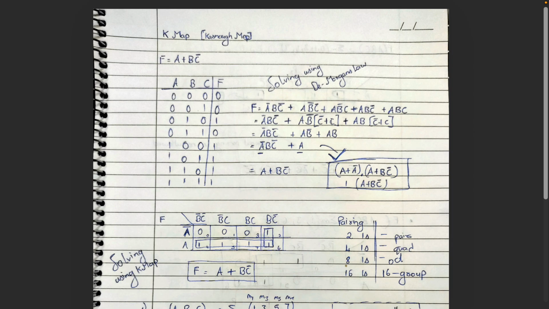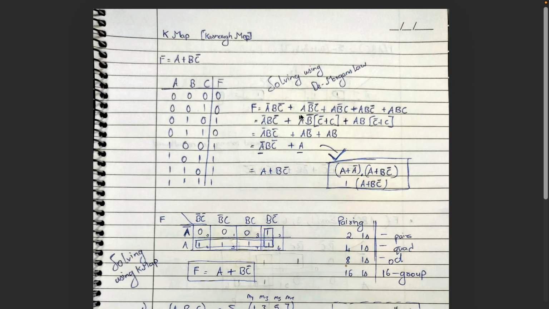Here I'll try to sort out the common terms and try to solve it using De Morgan's law. And there are various properties such as associative property, distributive property, commutative property. So you have to go through all those laws, and that is how you can solve the Boolean expression.